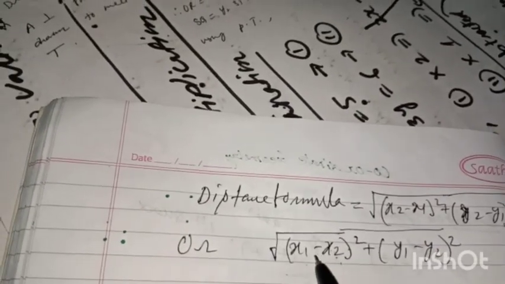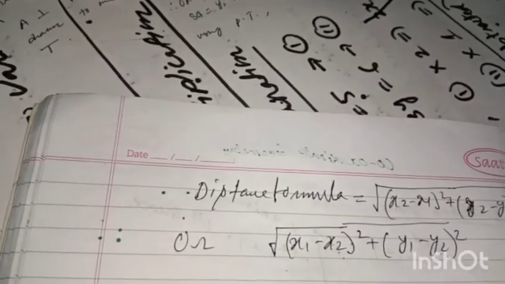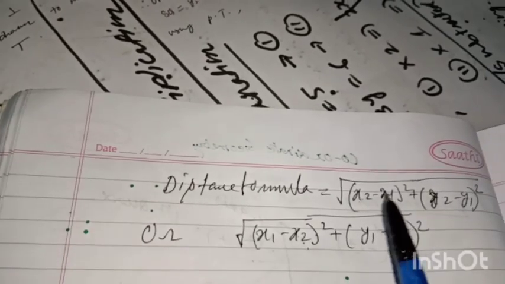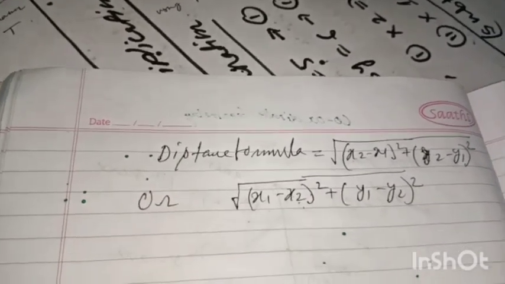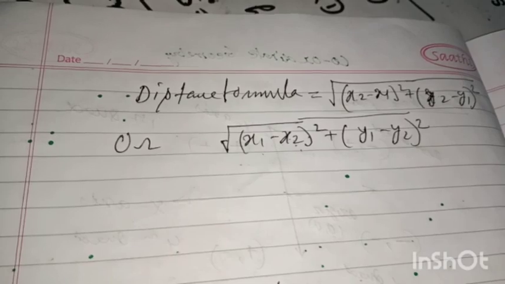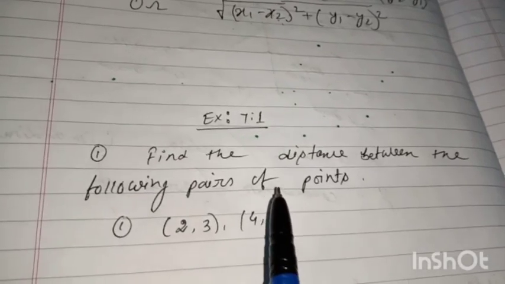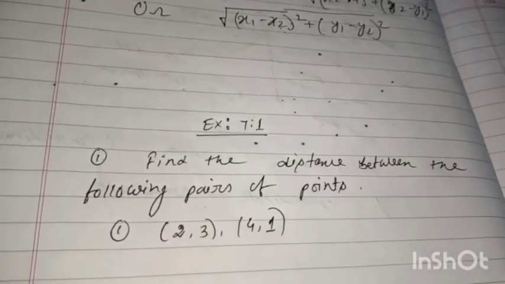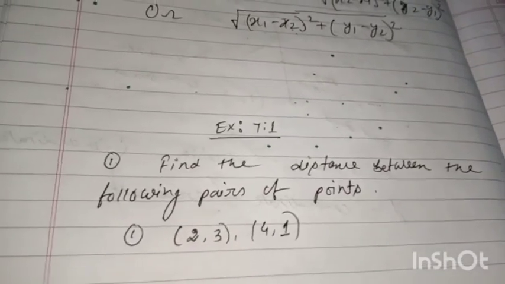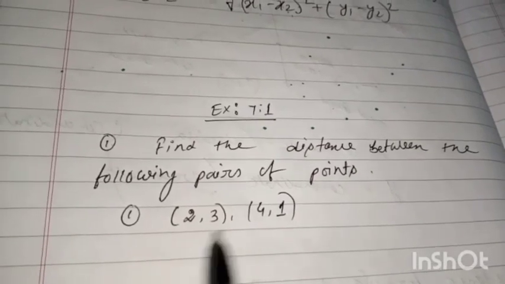That means this one and this one is what? Same. After getting minus, it will be square or not? After square, you will get the same value. That is why you can write like this also. Understood? So this is distance formula. I hope all of you understood. Next, exercise 7.1. And there are 3 questions. Questions are like that. You have to find out the distance. Okay. So I will solve question number 1.